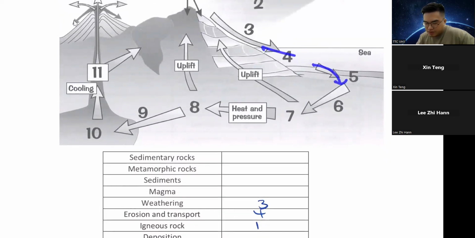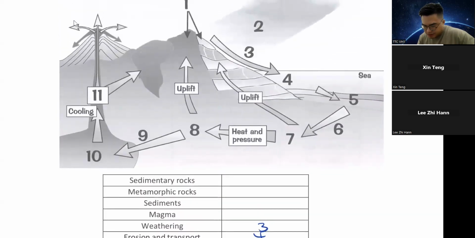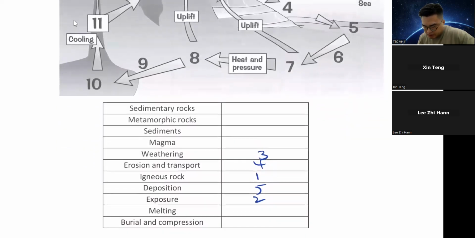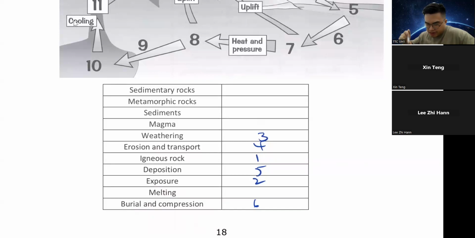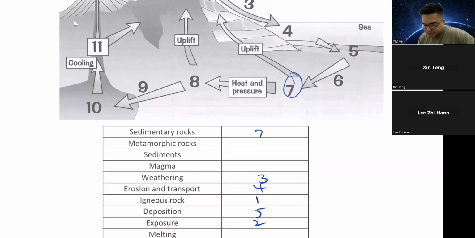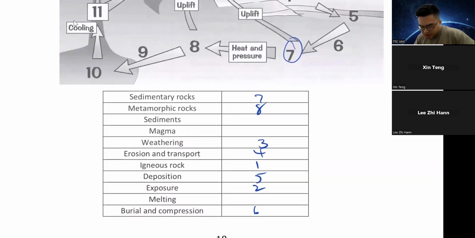Okay, and then 5, they sink to the bottom. This is called deposition. And then 6 is burial or compression. They bury them underneath, and then they press. So 7 is your father rock already. And then after heat and pressure, it will turn into grandpa. Wait, there's sediment here, right? Number 9 is melting. I'll do number 9 first. 10 is magma.